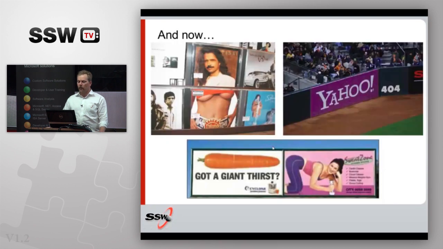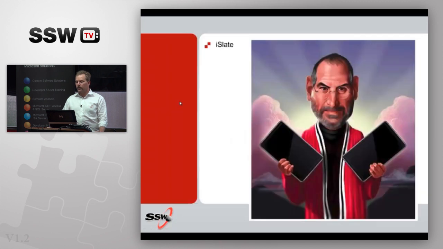All right. Now be aware that these affordances, if you put some of your things next to others, you will see this, and it can be bad. Like you got the Yahoo 404. Be aware of what things are sitting next to each other. All right. So the iSlate. I just got the carrot one.